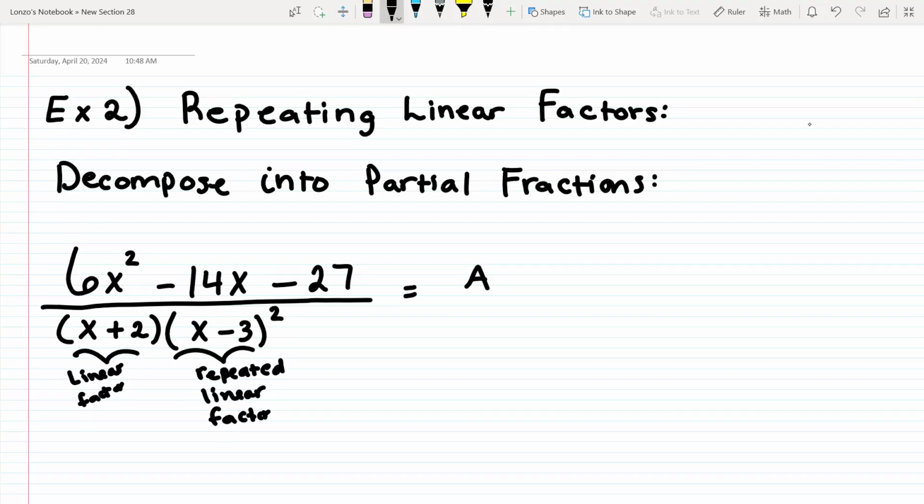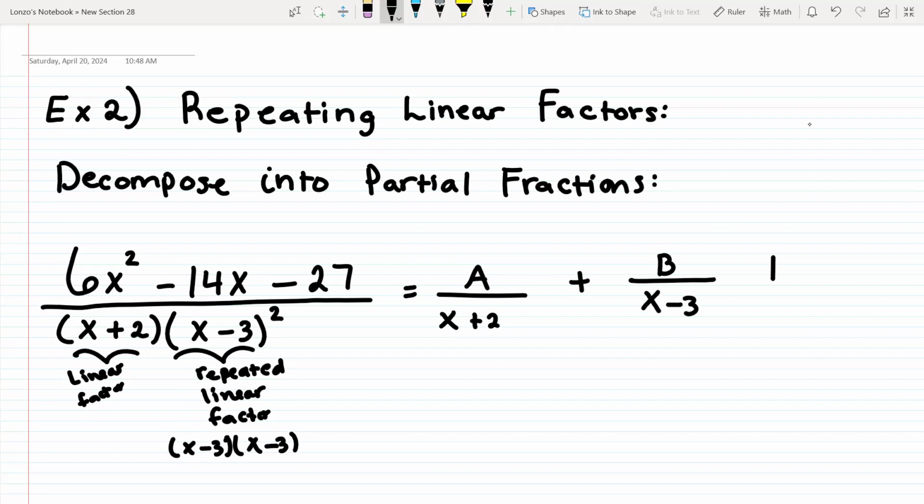a over x plus 2, and then b is going to be, so x minus 3 squared is the same thing as x minus 3 times x minus 3. So your b is going to be x minus 3. And then your c, yes, we have a c, is going to be x minus 3 squared.